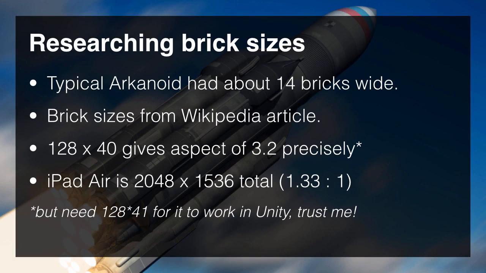So, finding the right image. A typical Arkanoid had about 14, 15, 16 blocks. There's a Wikipedia article on brick images if you care. You can look up brick sizes on Wikipedia and find out what countries have different brick sizes. I'm going to plump for about an aspect ratio of 128 by 40 pixels. So it gives me a 3.2 aspect ratio. And it turns out that if you go 128 pixels wide, then 16 blocks wide is the same as an iPad Air screen, 2048. There's a little star there because actually I'm going to need 128 by 41 or it doesn't work properly in the grid system when we get to Unity.